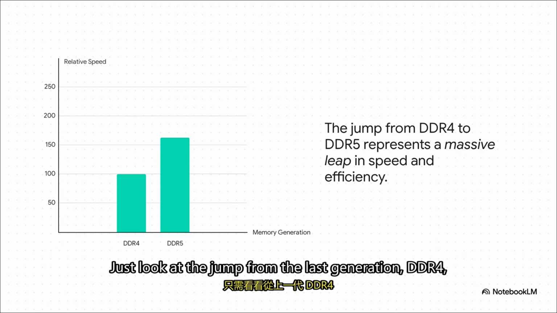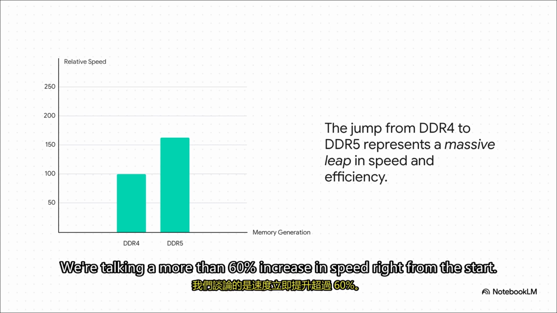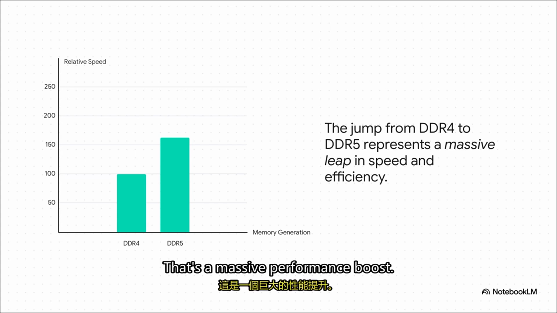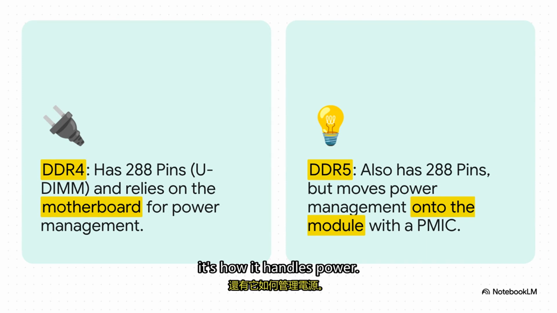Just look at the jump from the last generation, DDR4, to the current standard DDR5. It's not a small step, it's a huge leap. We're talking a more than 60% increase in speed right from the start. That's a massive performance boost. Now, one of the really big changes with DDR5 isn't just speed, it's how it handles power.